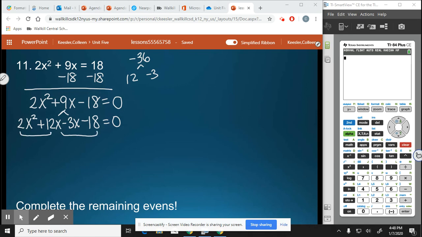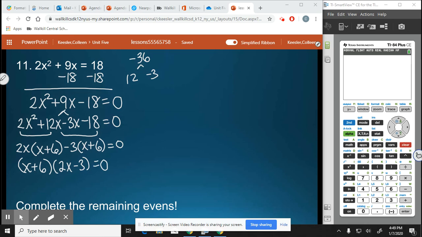And group. From 2x squared plus 12x, I can take out 2x, resulting in x plus 6. From negative 3x minus 18, I can take out negative 3, resulting in also x plus 6, and that's always the goal. Those two should be the same. So I get x plus 6 times 2x minus 3 equals 0. And I have two equations to solve. So x plus 6 can equal 0, or 2x minus 3 can equal 0.